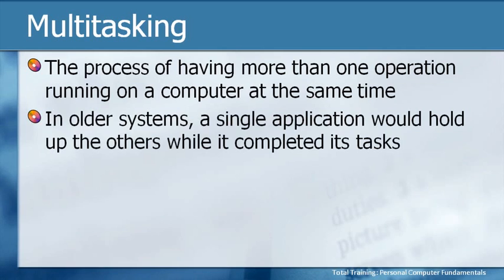In older computer systems, a single application would hold up the other applications while it completed its tasks. So let's say you were trying to print a large document. The word processor would hold control over the processor and say, none of you get to do any of the things you want until I'm done printing out every one of these pages. And that really slowed things down.